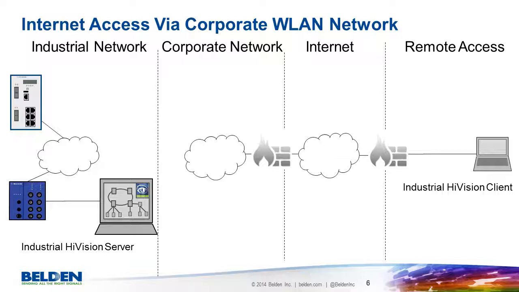Let's look at this picture again. You are running the Industrial HiVision client on the right in this picture. You need to connect to the Industrial HiVision server on the left in this picture. The first problem is obvious. The industrial network has no internet access.